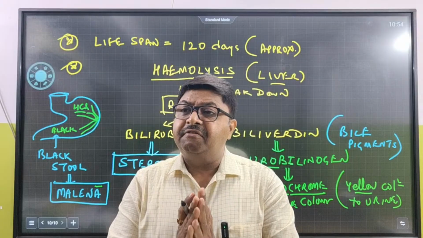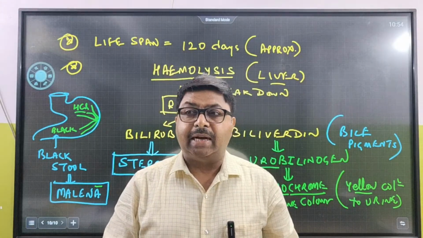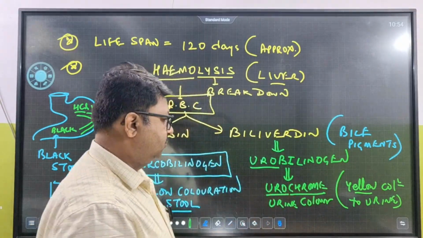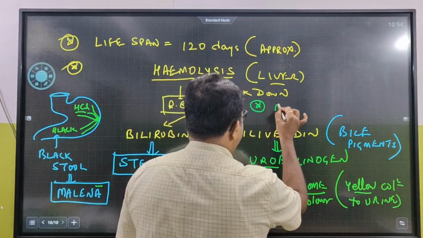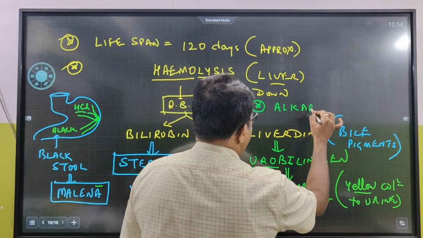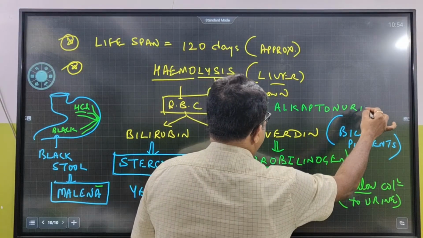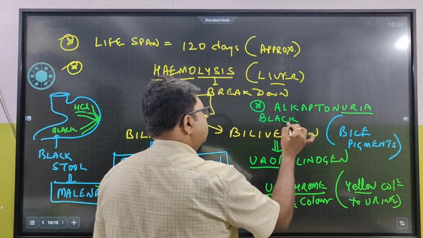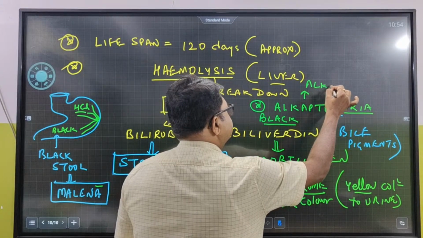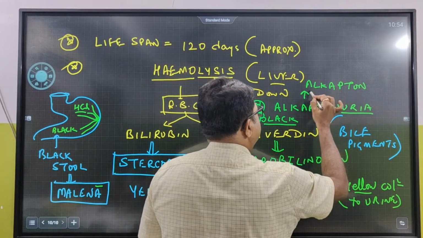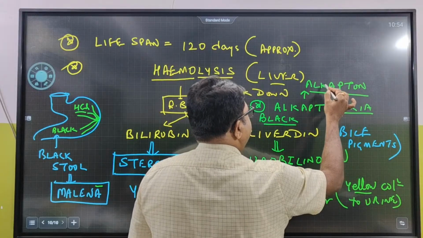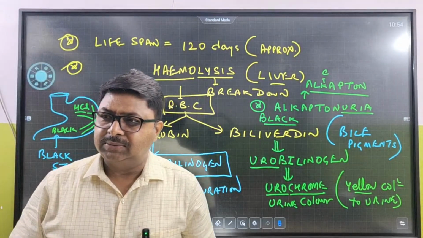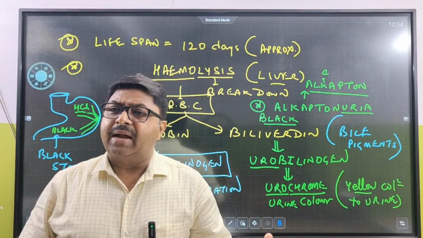But if there has been some black colored urine, that's a problem. And what is the condition when the urine turns black? The condition is called alkaptonuria. The urine turns black, and that is an abnormality. So inside urine, there is a component called alkapton. We can replace this K with C also. And that is a metabolic disorder. Due to that, the urine can turn black.